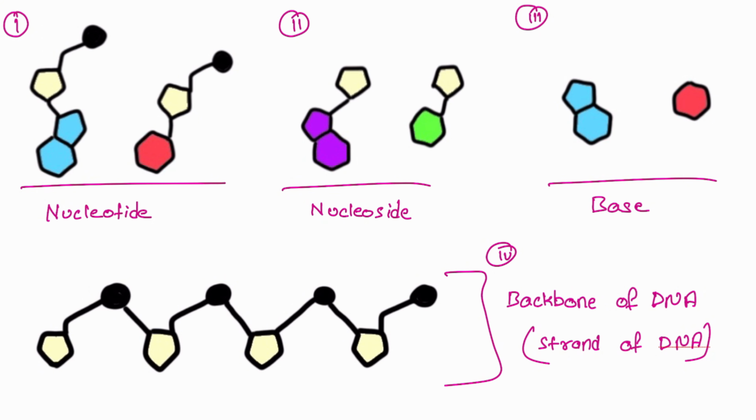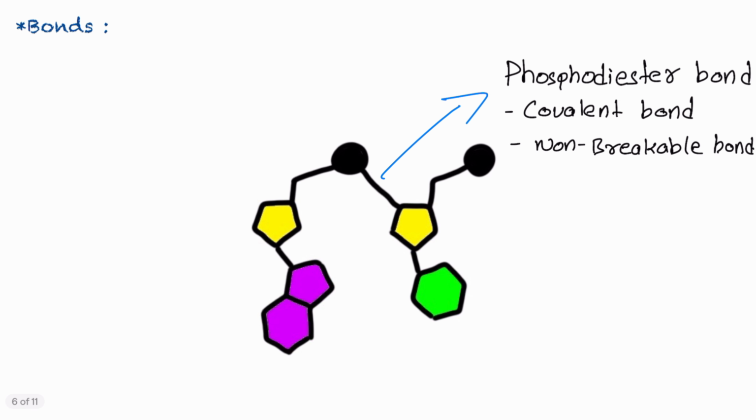Now let's come to the bonds. We can see there are two nucleotides and they bind together with a bond called phosphodiester bond, which is a covalent bond and it is a non-breakable bond.